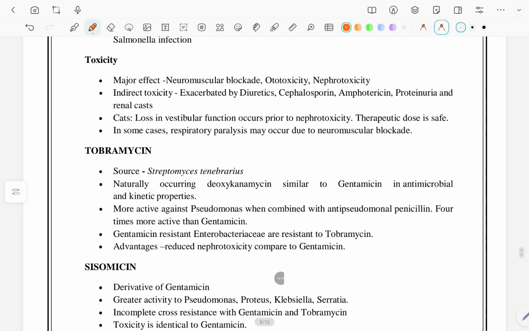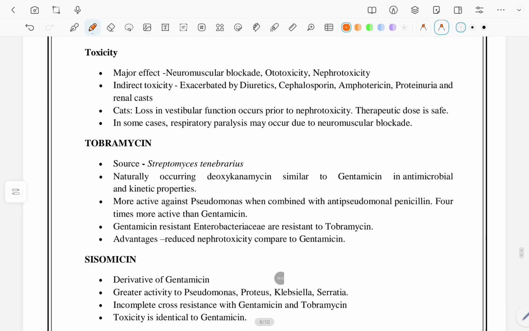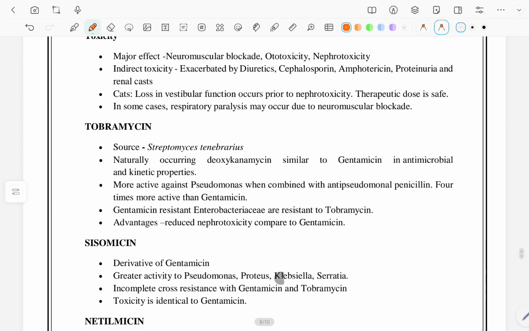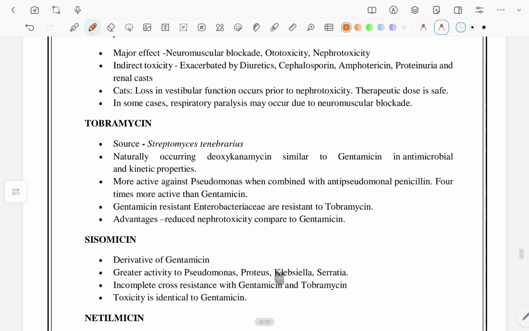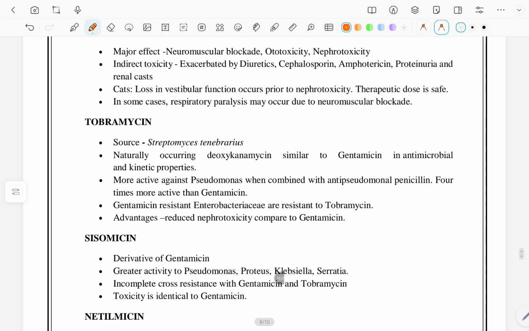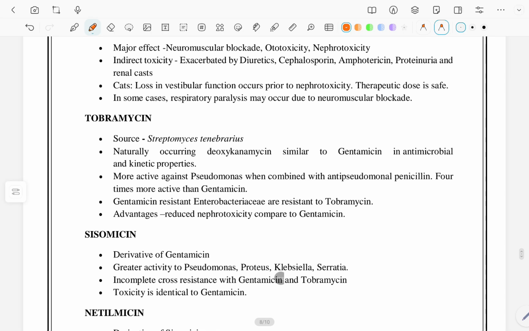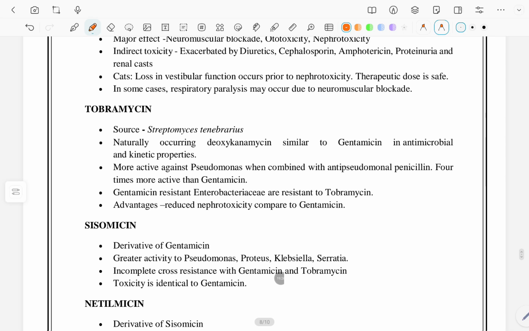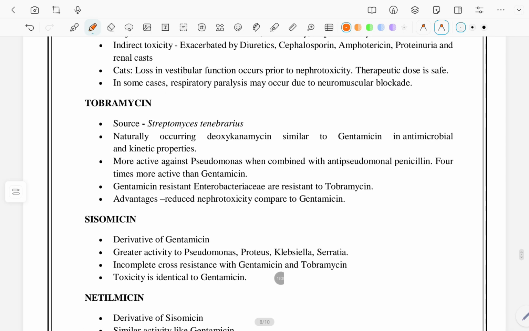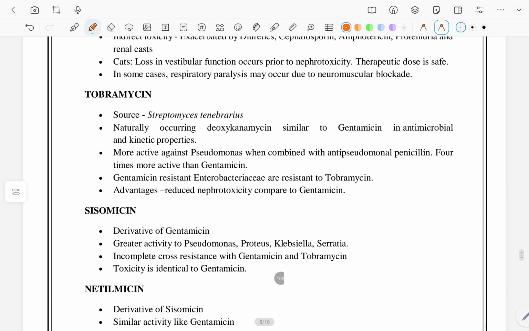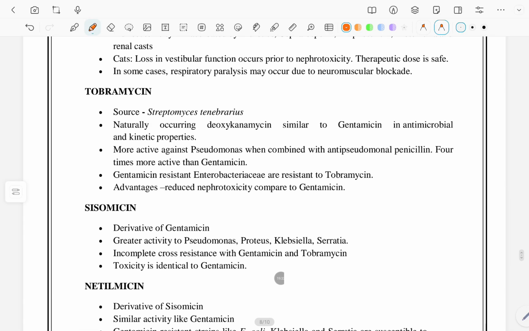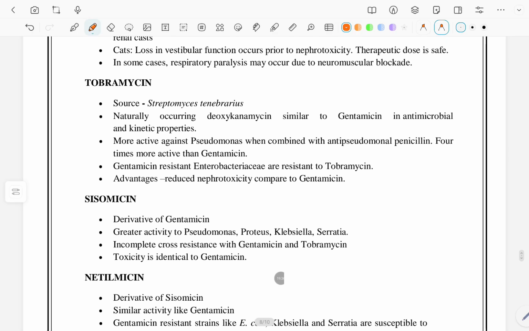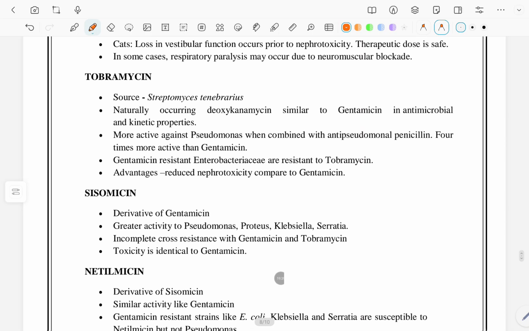Toxicity: major effects are neuromuscular block, ototoxicity, and nephrotoxicity, exacerbated by diuretics, cephalosporin, and amphotericin. Proteinuria and renal casts occur. Loss of vestibular function occurs prior to nephrotoxicity. Therapeutic dose is safe. In some cases, respiratory paralysis may occur due to neuromuscular blockage.